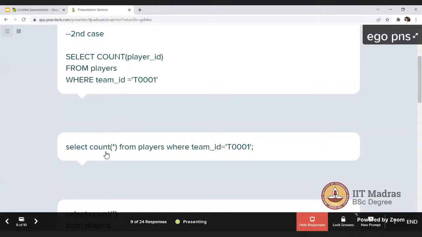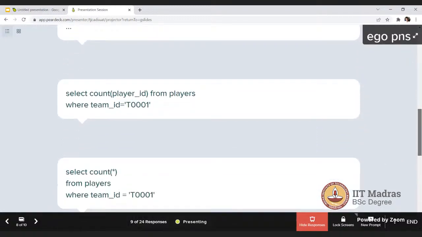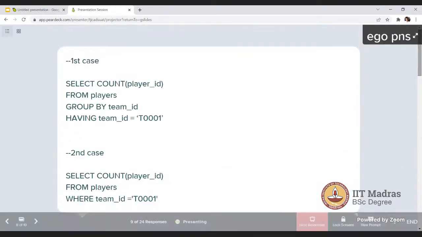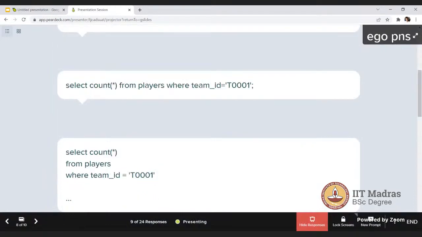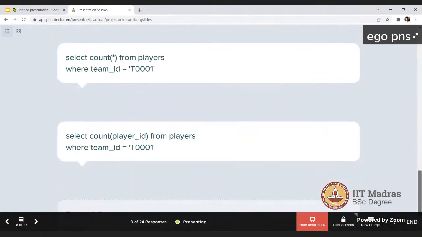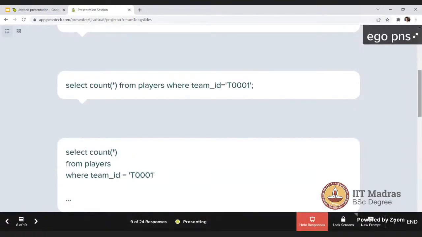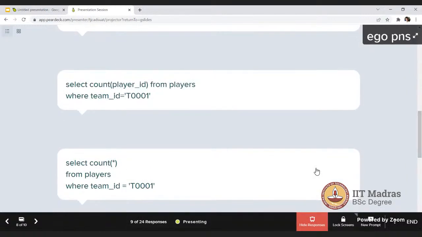Whenever we use the count function, please remember one point. If we are using count star, it will count the number of rows, right? Suppose we are using count of one attribute name and that attribute has a null value in it, then it will ignore that null value. Any doubt in this question? No, sir.